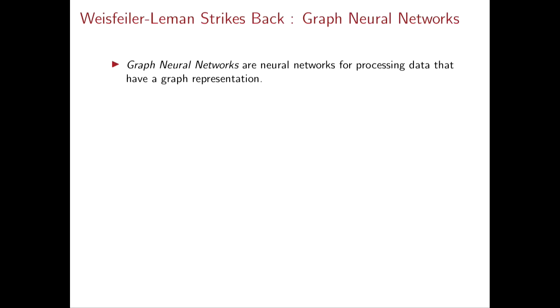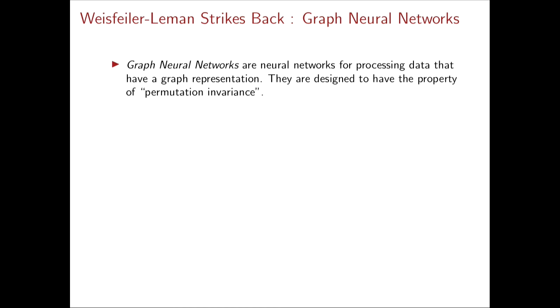And finally, something about graph neural networks that I promised right in the beginning. So what are graph neural networks? Graph neural networks are neural networks, machine learning objects, for processing data that have an inherent graph structure, a graph representation. And they are designed to have the property of permutation invariance in them.